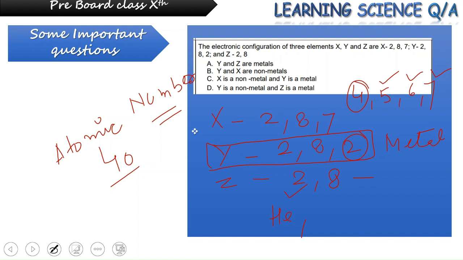If you exactly know the electronic configuration, we can say X is chlorine, it is Cl. Y is magnesium with atomic number 12, and Z is neon with outermost shell 8. Right? So this is it about the question. So we have C as the right option.